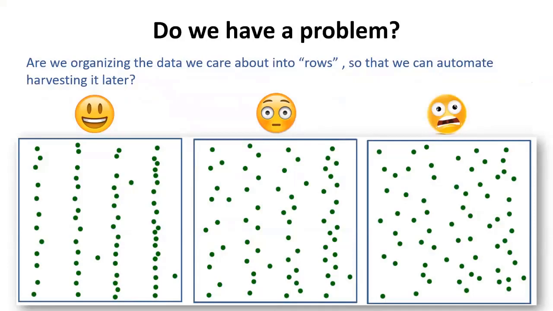Do we have a problem? Are we organizing our data that we care about into rows, so we can, let's say, automate harvesting them later? As you can see here, this face is really a very sad face, because he cannot really go through this huge amount of data. This one is kind of confused. He could track, but there's still some missing data here and there. And this person is very happy because the data is going through rows, so he can easily digest this data and he can automate it.